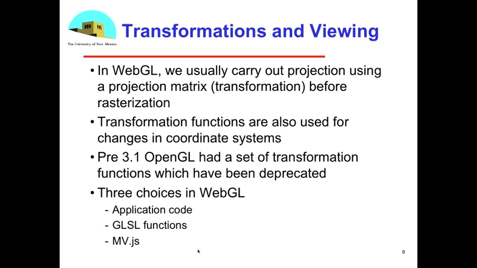The third way is to use some of the functionality in mv.js, where what we've done is to take most of the deprecated functions that were used to manipulate matrices and vectors and put them into mv.js, so you can get all of the standard matrix and vector operations out of that and some of the viewing operations. But of course, this is running in the CPU, not the GPU.